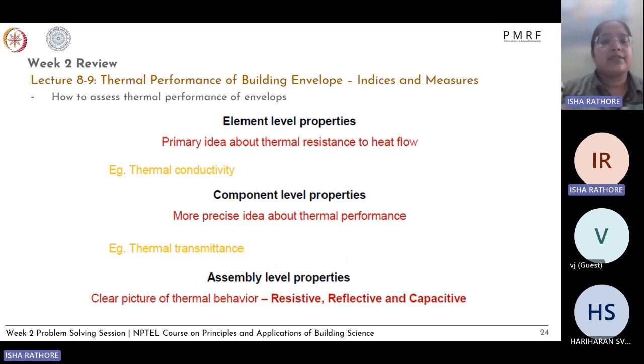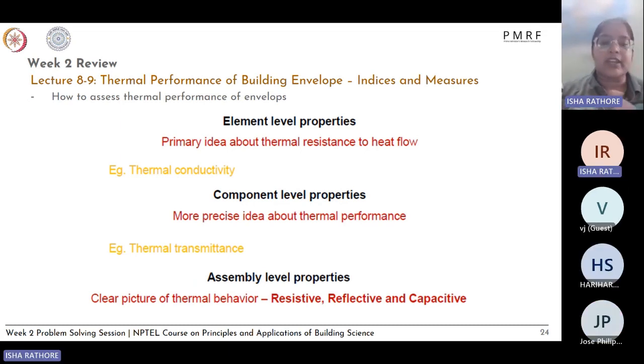Then again, for element level properties, we need a primary idea about the thermal resistance to heat flow. For example, thermal conductivity is an element level property. Then for component level, you need a more precise idea about the thermal performance, so your thermal transmittance or U value is one indicator. And for the assembly level properties, you need a clear picture of all the thermal behavior aspects. So it includes all resistive, reflective, and capacitive types and how they behave.